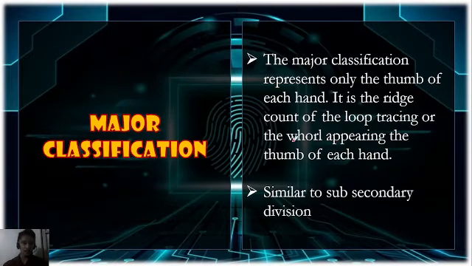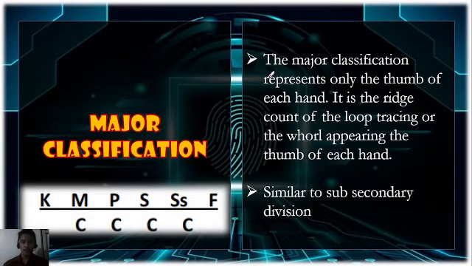Okay, so again, we have here the definition of what major classification is all about. Ang major classification po, it represents only the thumb of each hand. Take note, only the thumb of each hand. So yung right thumb po natin and then the left thumb po ang meron po dito sa major classification. Ano po yung gagawin? It is the ridge count of the loop, or tracing of the whirl appearing on the thumb of each hand.